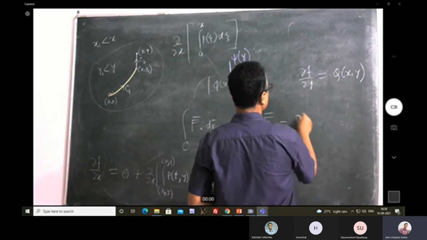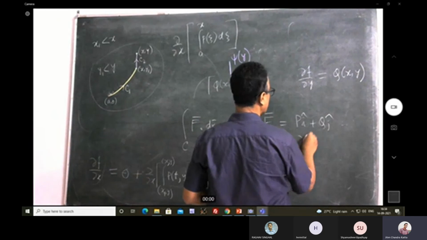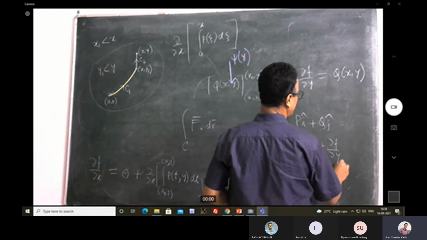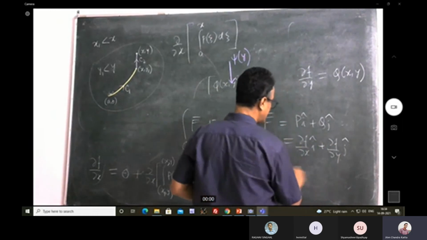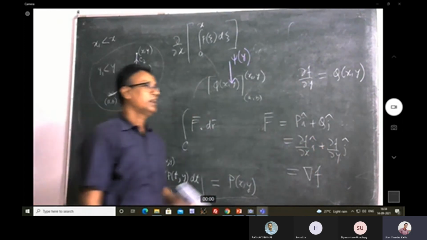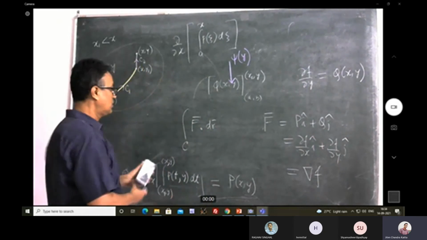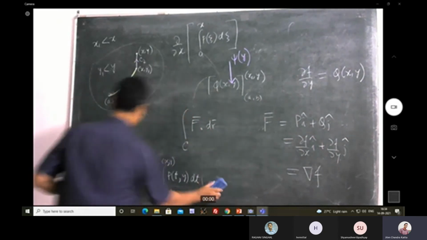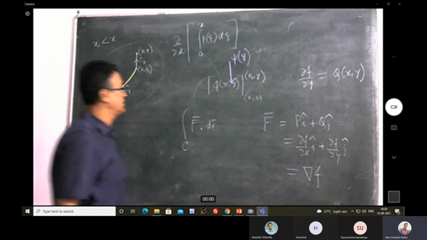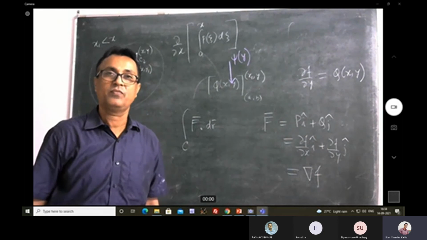So that means what we have found out is that if this integral is independent of path, then F equal to Pi plus Qj becomes del f del x i plus del f del y j, and this is simply nothing but del f. That is the theorem. This is basically the necessary condition for a vector field to be conservative.